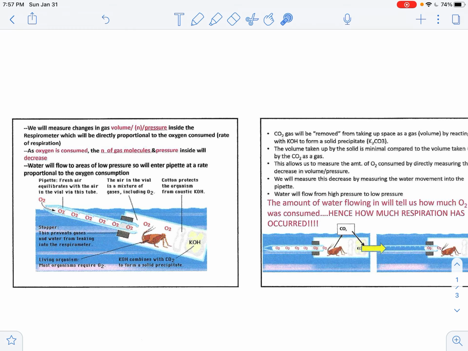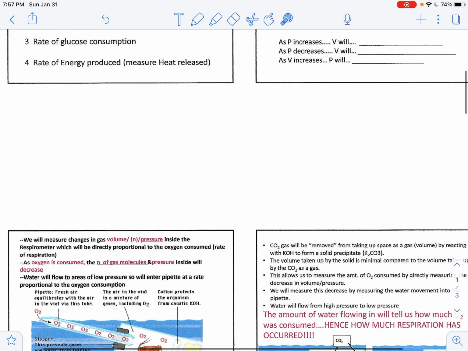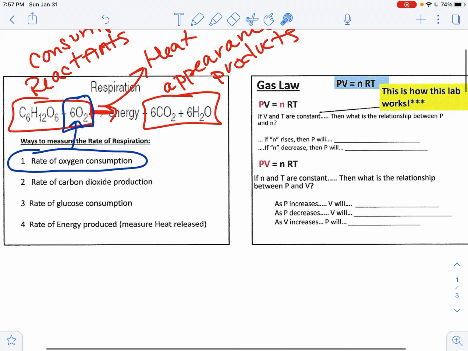And now we're going to have to get rid of carbon dioxide, which I'll talk about in a minute, because there's a gas being produced and a gas being used. So we have oxygen being used, but we also have carbon dioxide being produced, and I'll get to that here in our procedure.